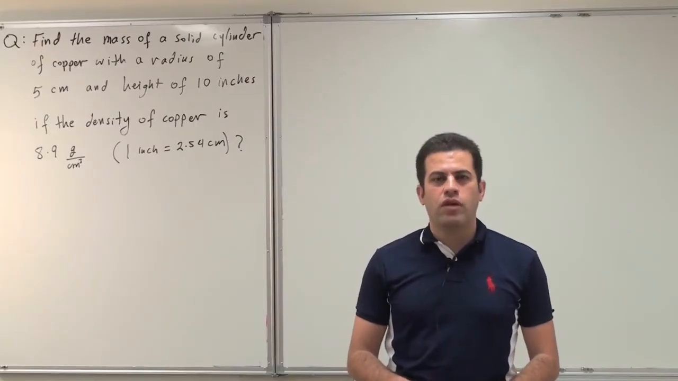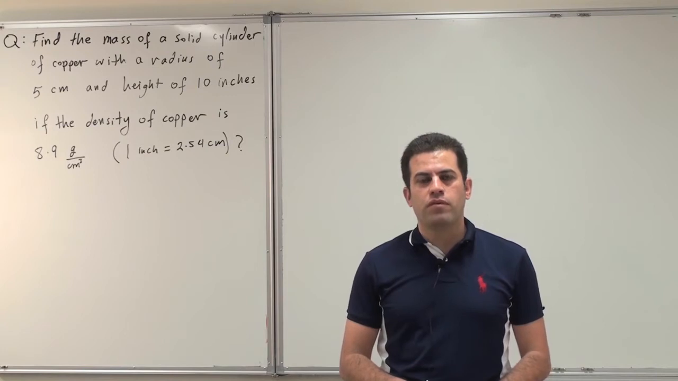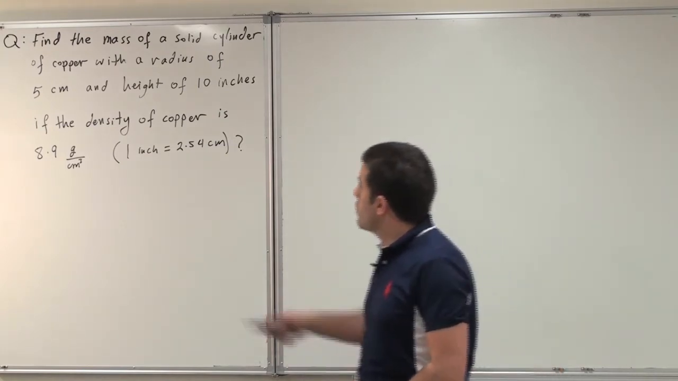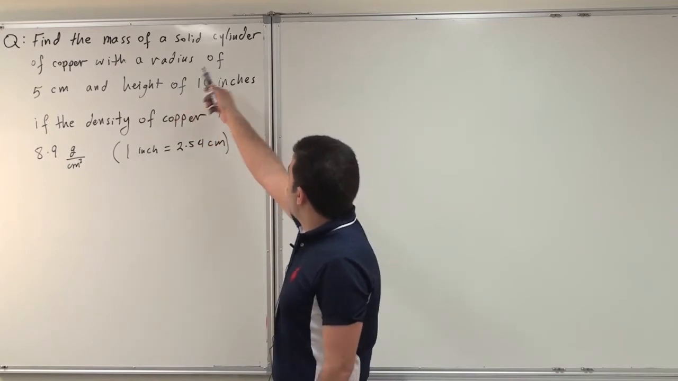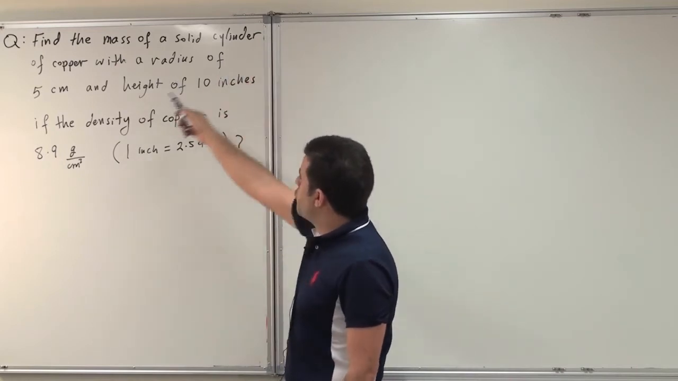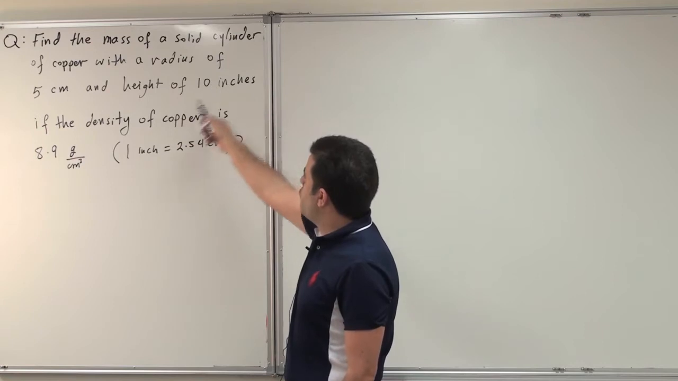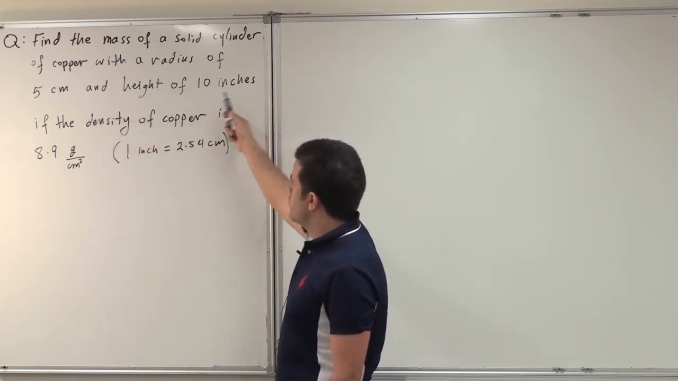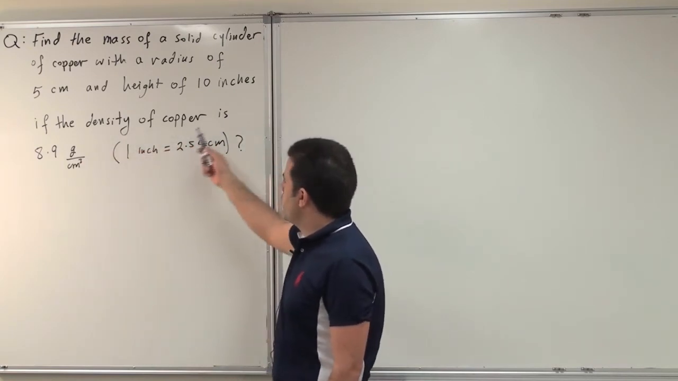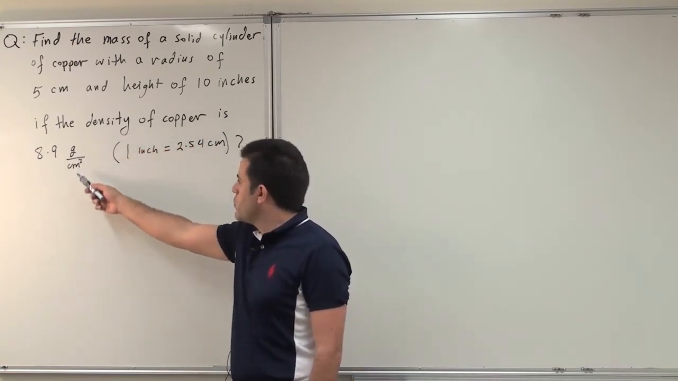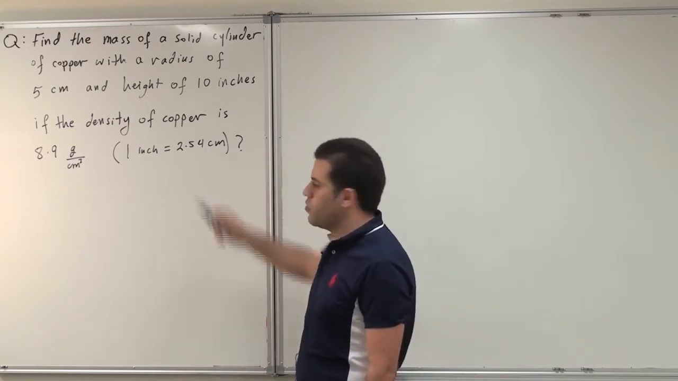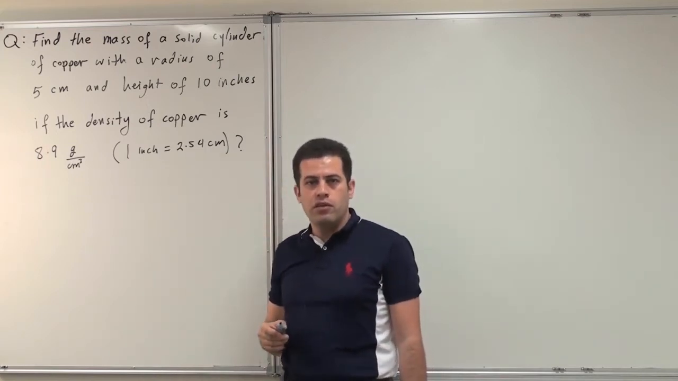Assalamu alaikum. Today we'll solve problems from chapter 1. This problem is on unit conversion. It reads, find the mass of a solid cylinder of copper with a radius of 5 centimeters and height of 10 inches, if the density of copper is 8.9 gram per centimeter cubed, and he gives you a hint that 1 inch equals 2.54 centimeters.